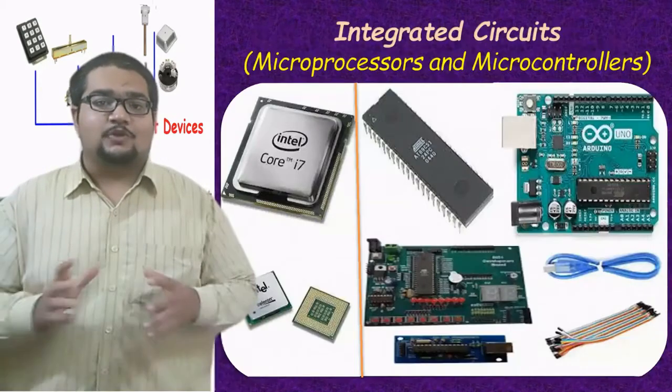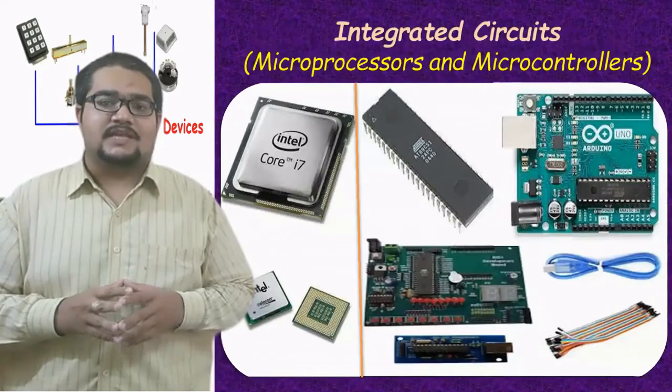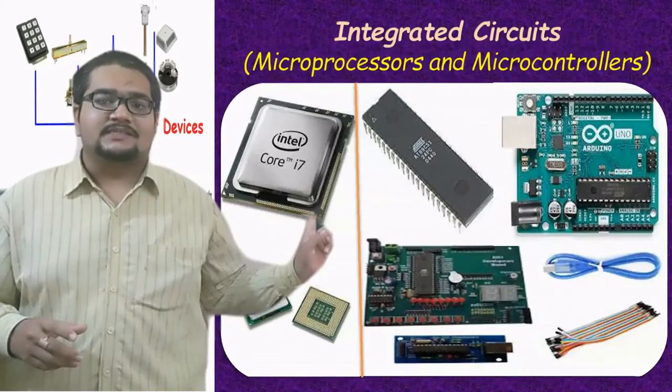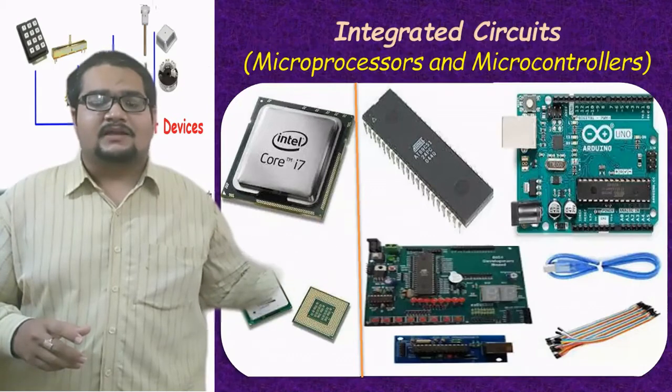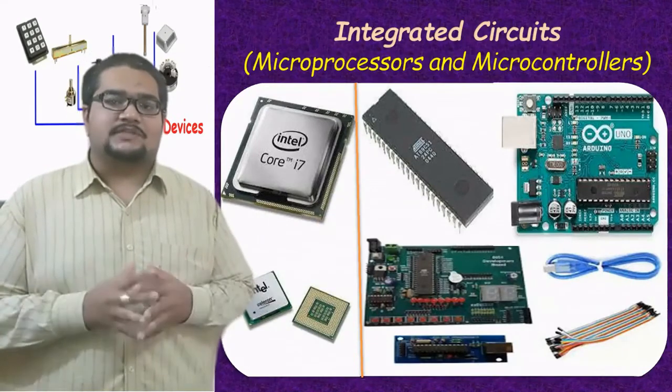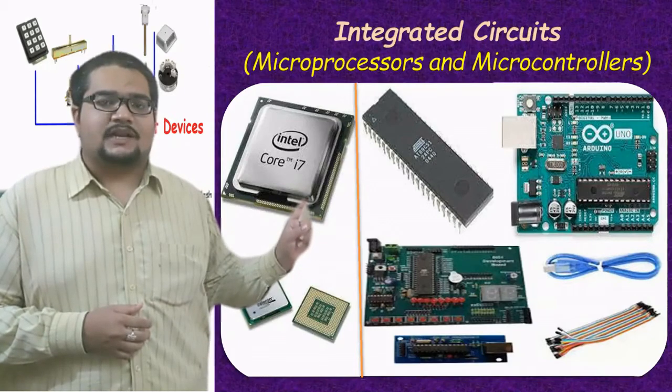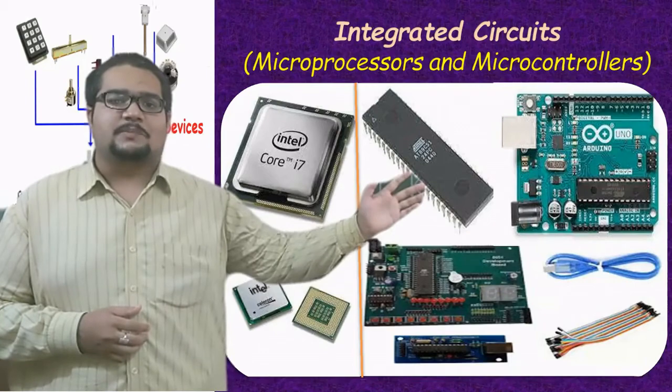So I'll take you back to one particular slide which I used in lecture 1 of this series. Here you can see the different devices, the microprocessor and the microcontroller, for your understanding. Here is the image of a microprocessor, a Core i7, and here are a few examples of microcontrollers.